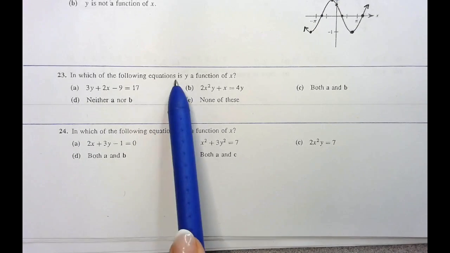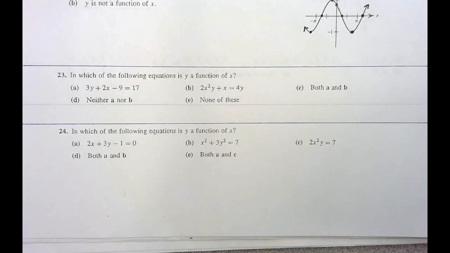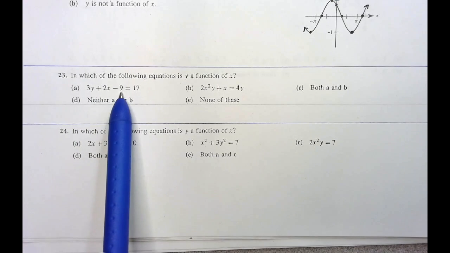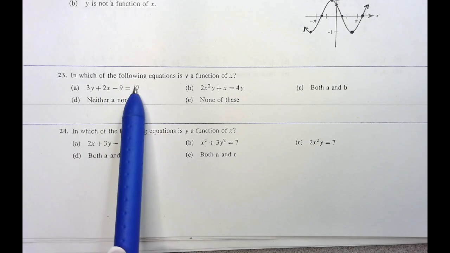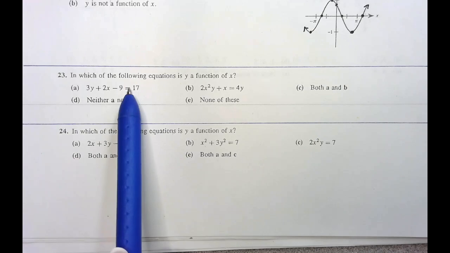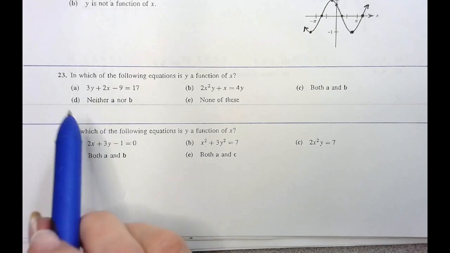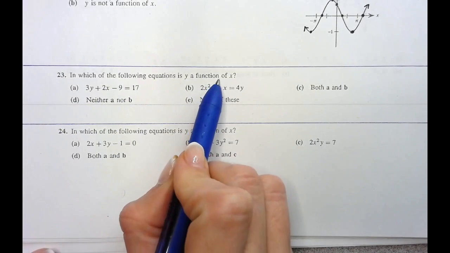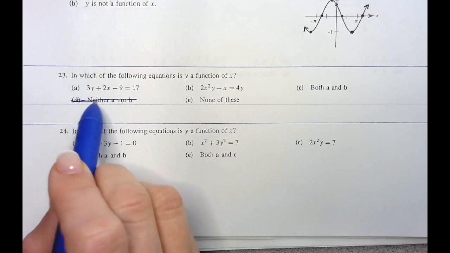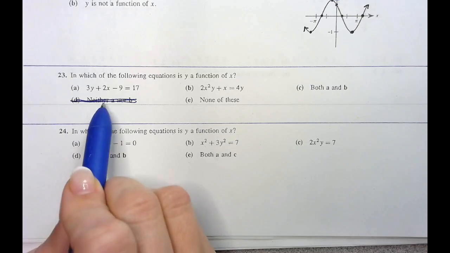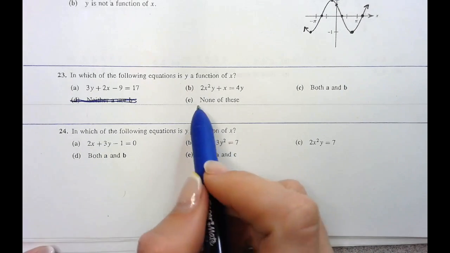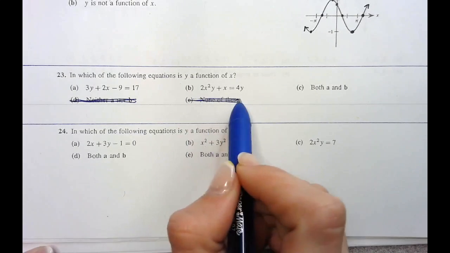In which of the following equations is y a function of x? It shouldn't take you that long to look at this and know that this is clearly a linear function. If this takes you any more than a half of a second, you have some work to do. You are struggling. That is a linear, so that is definitely a function of x. So that means that choice D is out. That doesn't mean A is the answer. It means that's out. So it's either A and B or just A, so none of these is also out.